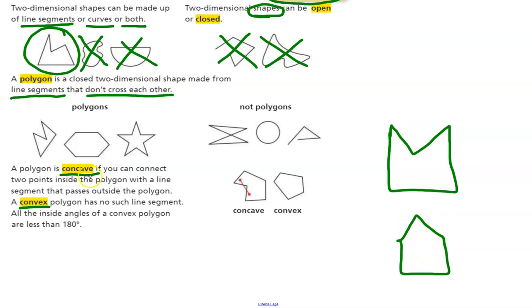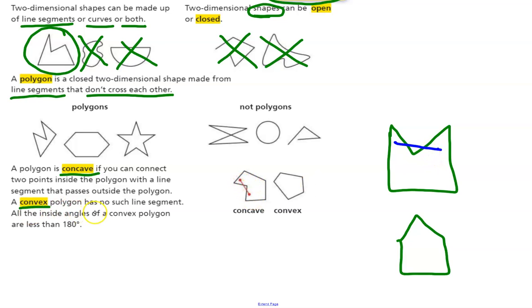So let's read about concave versus convex. It says a polygon is concave if you can connect 2 points inside the polygon with a line that passes outside the polygon. Here's what they mean by that. If I were to choose 2 random spots on here and I were to try to connect those 2, I have to go outside of the shape in order to connect those 2 together, so we call that concave.